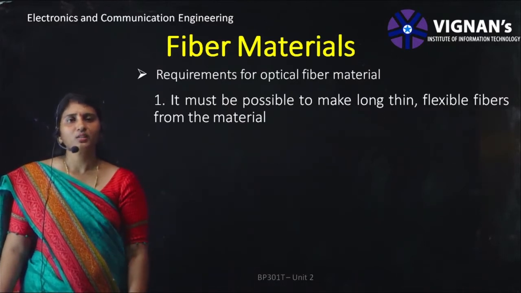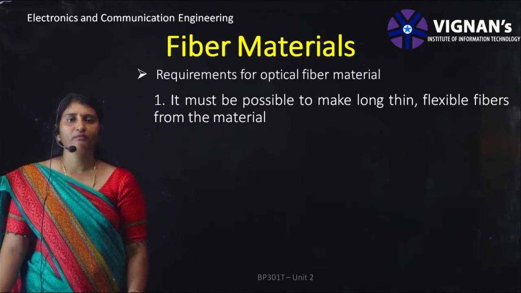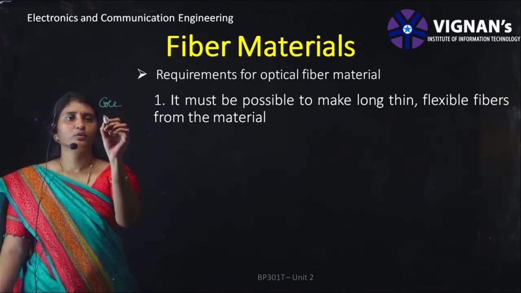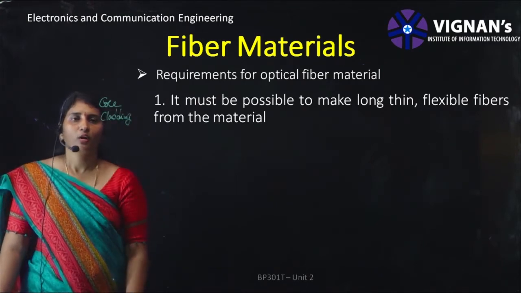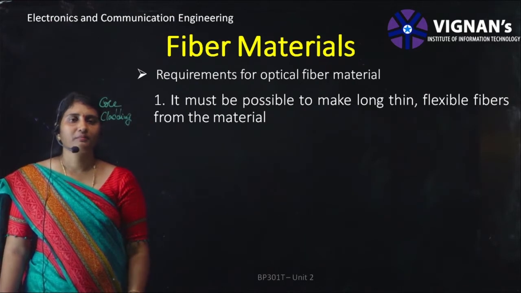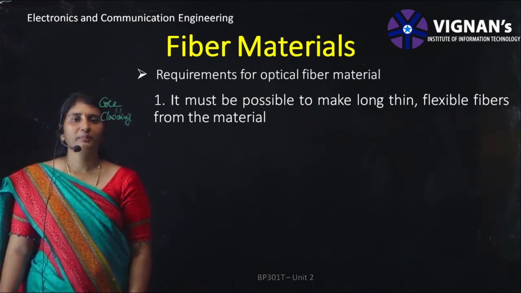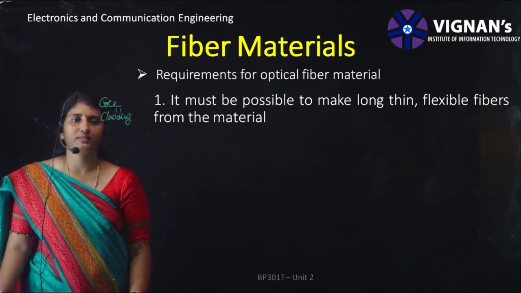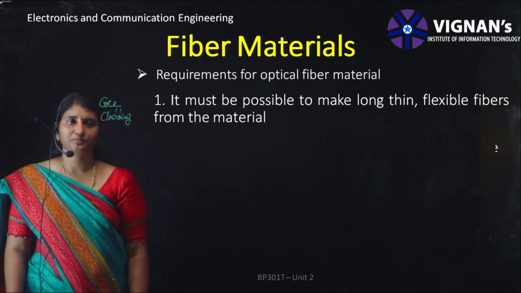Firstly, the optical fiber material must be able to draw into thin fibers. As you know, the optical fiber consists of two parts, that is core and cladding, and we all know that the optical fiber is a very thin cylindrical structure, right? So the material we are choosing must be able to draw into thin wires, then only it can be used as an optical fiber material.